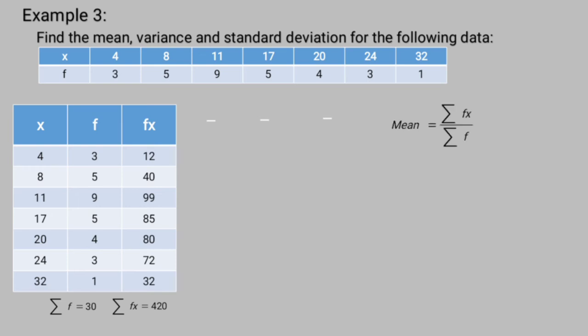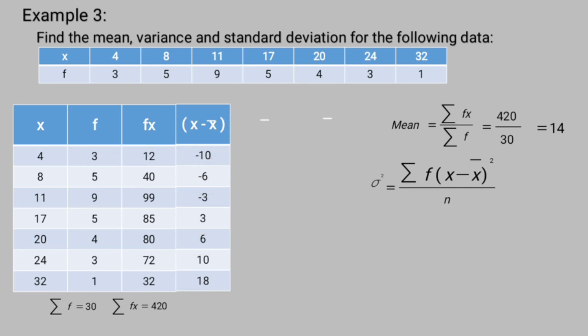We know mean is equal to sigma fx by sigma f. On substituting the values, you will get 420 by 30, that is equal to 14. And next we need to find the variance. What is the variance formula? Sigma f of x minus x bar the whole square, whole divided by n. For that we need x minus x bar. So I am going to find x minus x bar.